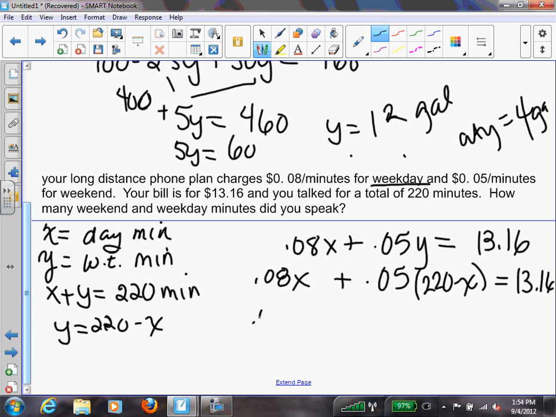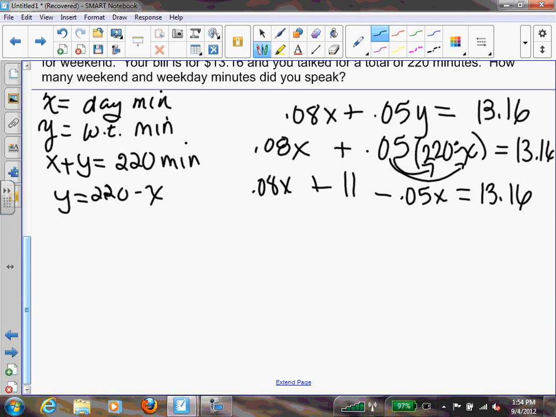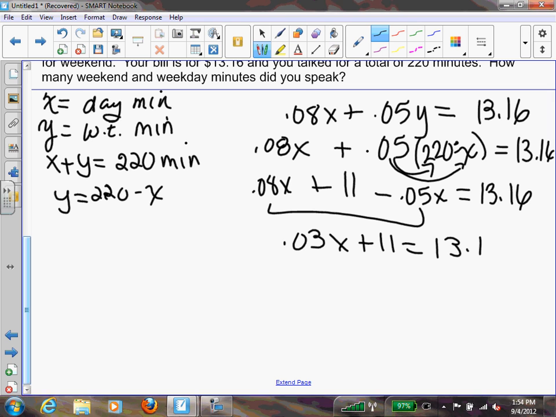So we're going to distribute. We're going to take 0.05 times 220. What do we get? Is it 11? It's 11. Okay. And then 0.05 times negative x, there's a minus sign here. That's going to be minus 0.05x, yes? Equals 13.16. How we doing? You following this math? Combine our like terms. 0.08 minus 0.05 is 0.03x plus 11 equals 13.16. Subtract the 11. 0.03x is equal to 2.16.